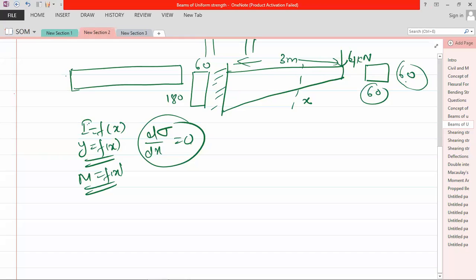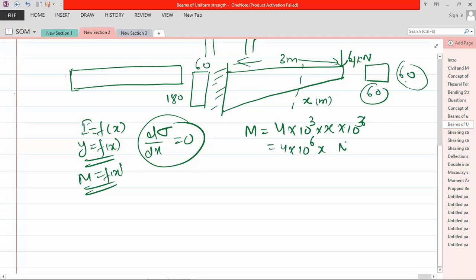Okay, so first of all, 4 kilonewton is acting. So at the x distance, what is the moment? It is 4 into 10 raised to the power 3 into x. And if x is in meters, it is 10 to the power 6. So sorry, 4 into 10 to the power 6 x Newton mm. This is your moment as a function of x. Now you need to find y, you need to find I.